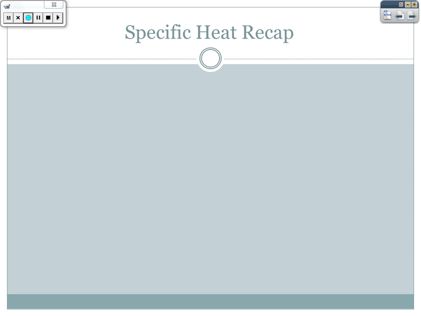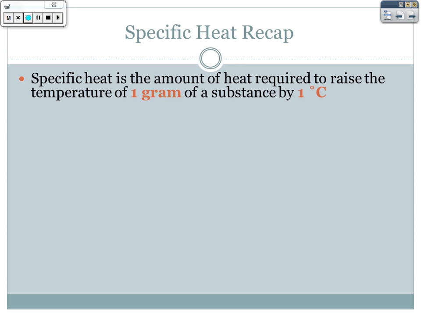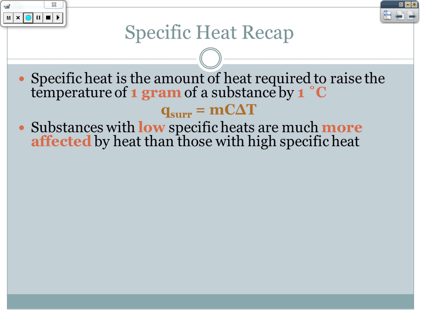So let's do a little recap on specific heat and utilizing Q equals mc delta T. The specific heat is the amount of heat required to raise the temperature of 1 gram of a substance by 1 degree Celsius. And we normally represent this by Q equals mc delta T, or more specifically, Q surroundings equals mc delta T. The reason I'm saying Q of the surroundings is because whenever we're measuring data, we normally aren't actually measuring the data of the system, because the system is a very small part. We're normally actually measuring data from the surroundings. So that's why we say Q of the surroundings.